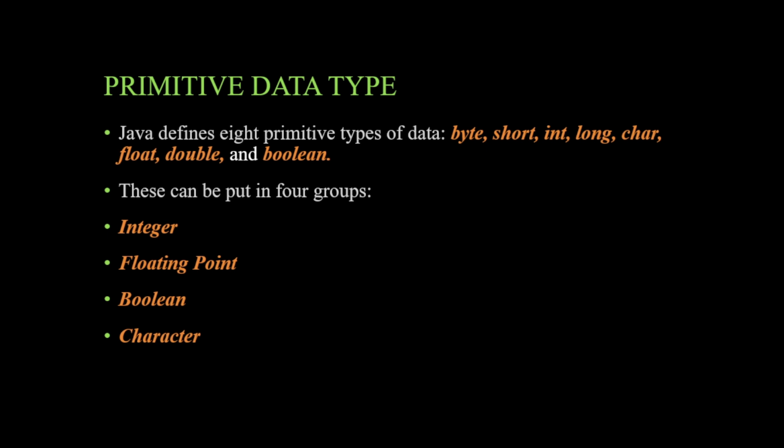So Java defines the 8 primitive types of data, that is byte, short, int, long, char, float, double, and boolean. And these 8 data types can be put in 4 groups, that is integer, floating point, boolean, and character.